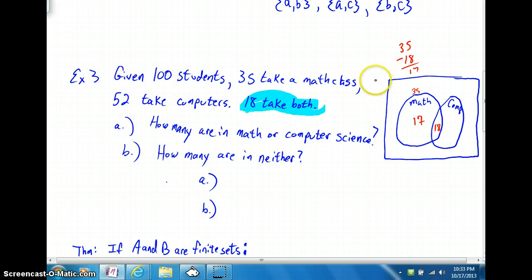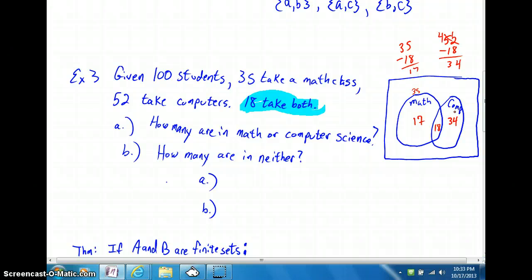Well, what else? We also know that 52 students are taking computers. Of those 52, 18 are also taking a math class. Well, we can subtract and very quickly see that there would be 34 students who would just be taking a computer class without taking the math class.